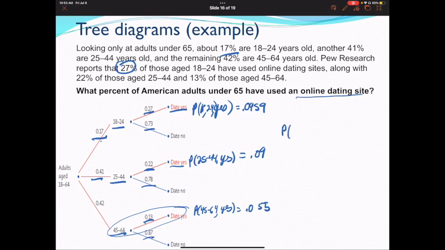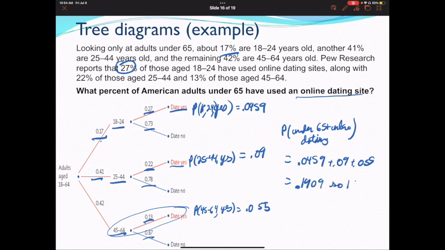So the probability they're under 65 and online dating, as each of these groups are independent, we can add them together. That's 0.0459 plus 0.09 plus 0.055. Sorry, I'm adding. So that would give me 0.1909. So we could say 19%. So 19% of adults under 65 have used an online dating site.